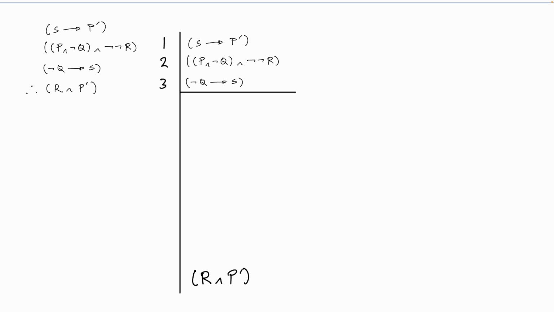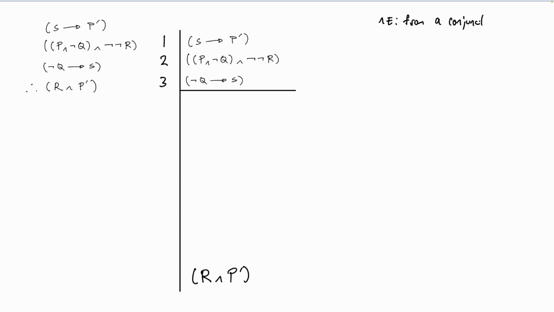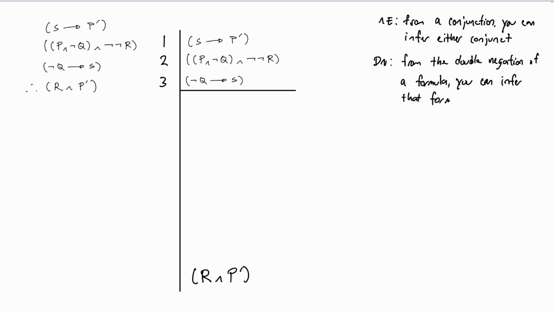So now I have to get to that conclusion from the premises, but only by taking steps that are allowed by the rules of the proof system. We've introduced just 2 rules so far. The rule that says that given a conjunction, you can derive either conjunct, which we call the conjunction elimination rule, and the rule that says that given the double negation of a formula, you can derive that formula itself, which we call the double negation rule.